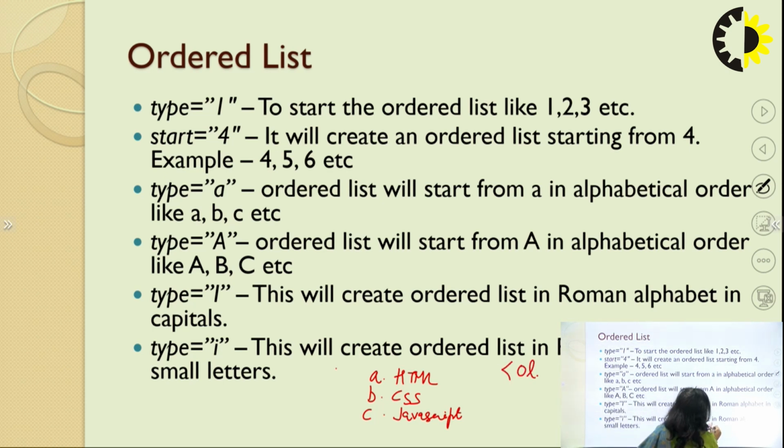Here we are using an ordered list, so OL, and what is the type? Type is alphabetical order, so type is equal to A. Then we can list all the items here: li HTML, closing li, li and CSS, li.